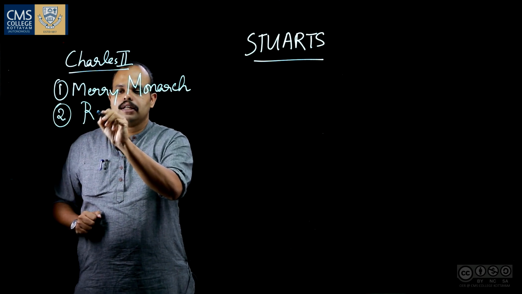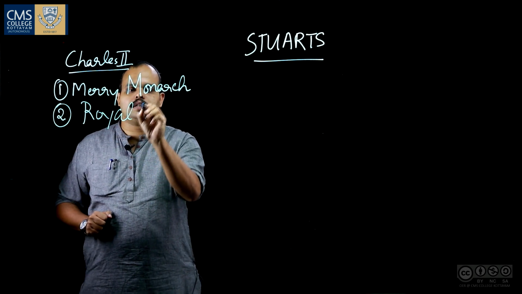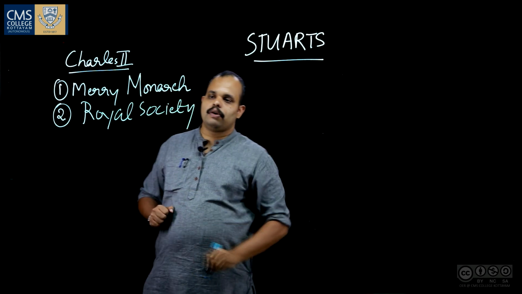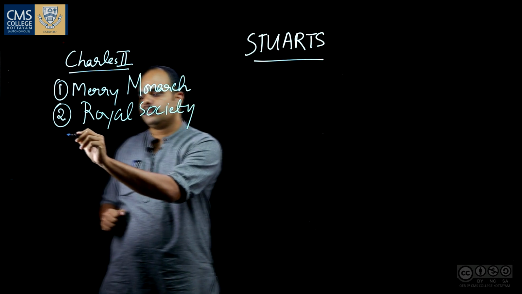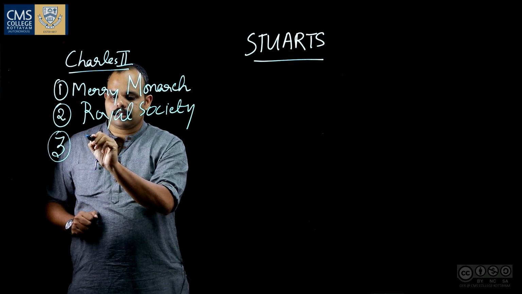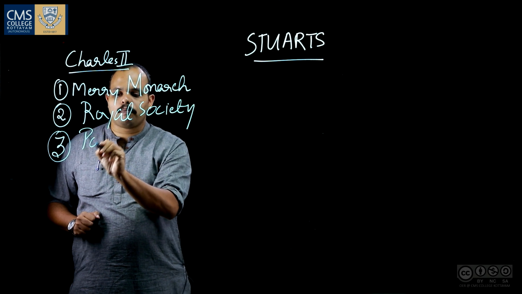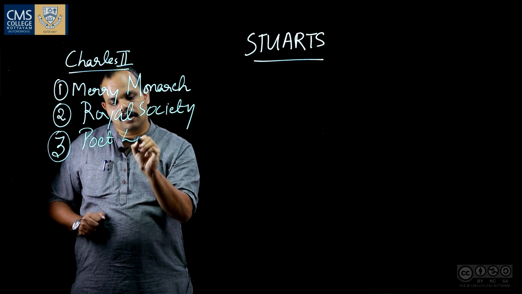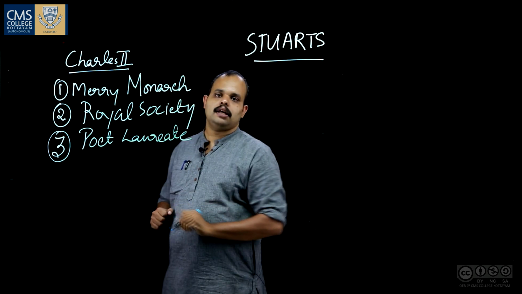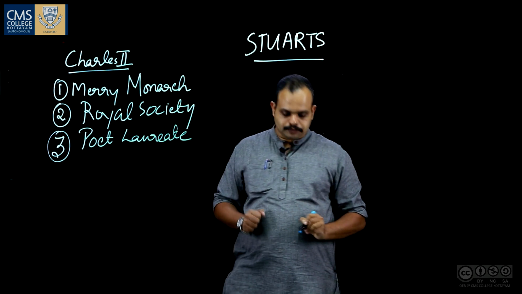It is called the Royal Society. He was the one who gave the charter to the Royal Society. Also, he is known to have started the institution of Poet Laureate, or the court poet of England.